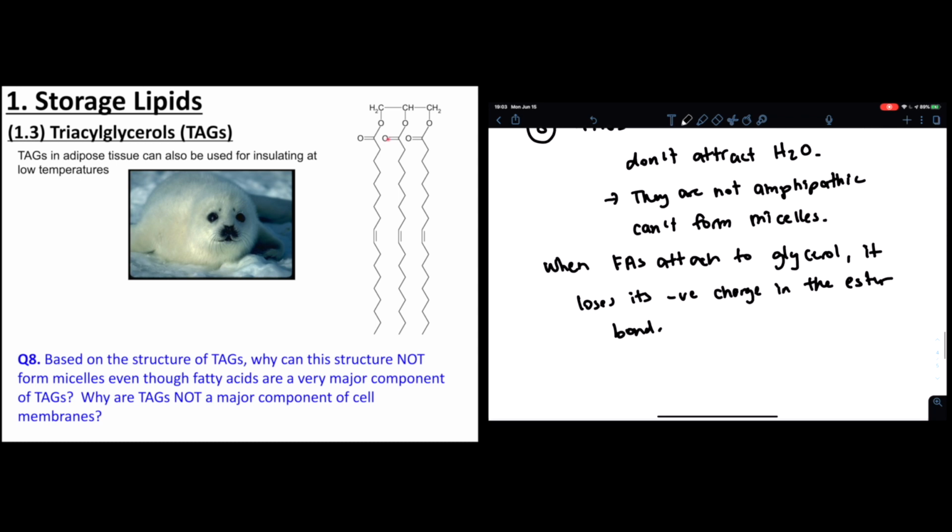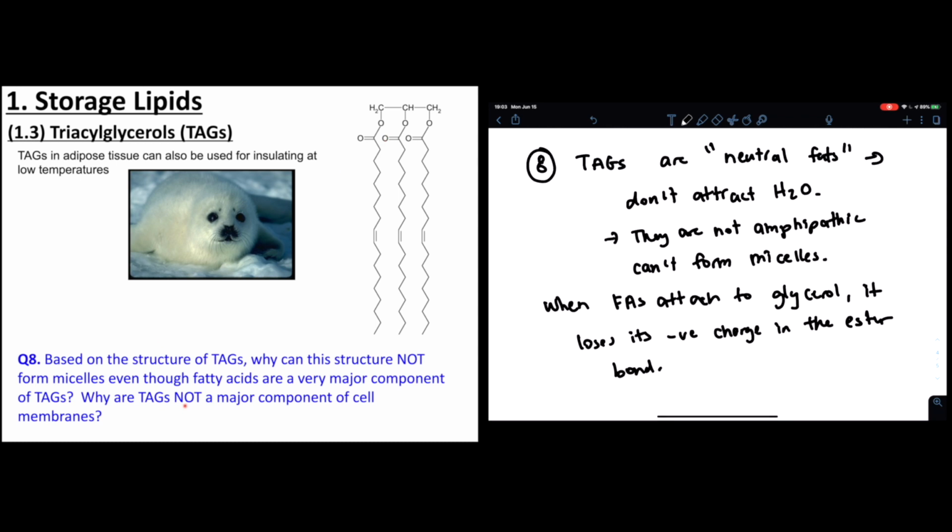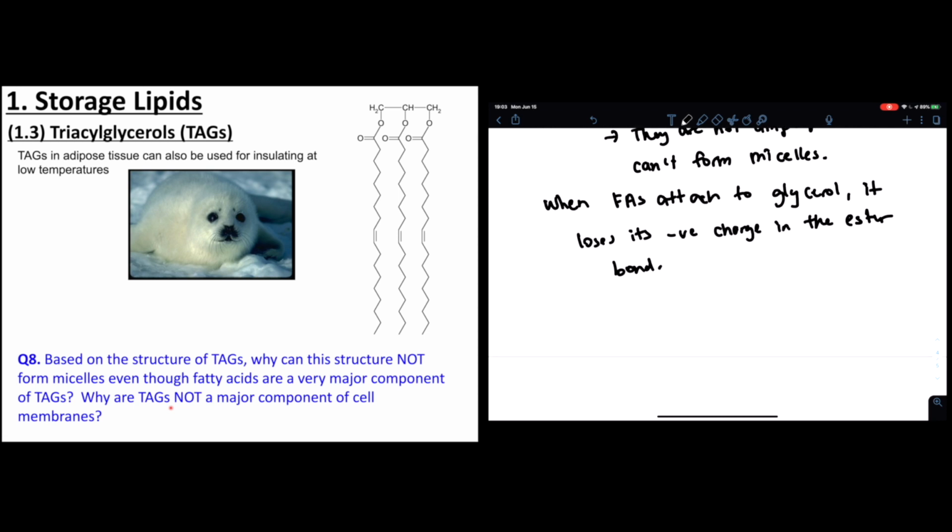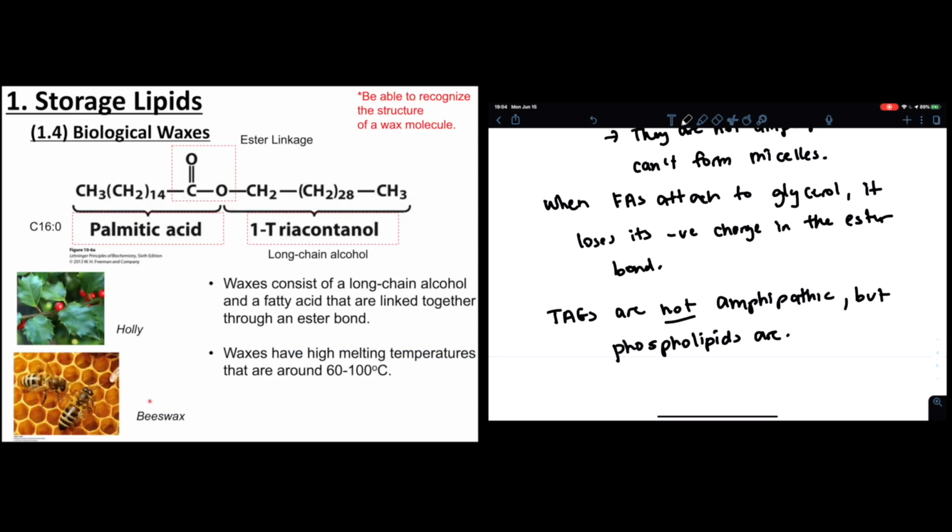Okay, and the last part of the question says, why are TAGs not major components of cell membranes either? Well, in order to be part of the cell membrane, you need to be a phospholipid, which is amphipathic, and TAGs are not amphipathic either, okay? So we'll just write down that TAGs are not amphipathic, but phospholipids are. Okay, and so hopefully that makes sense and emphasizes the point that TAGs are neutral fats.